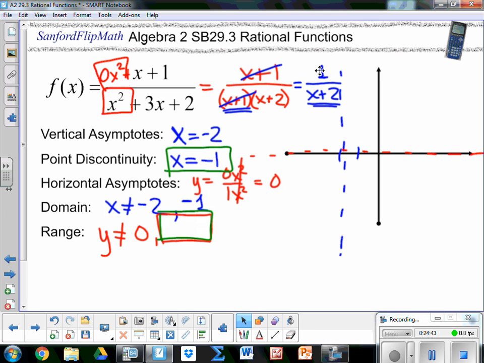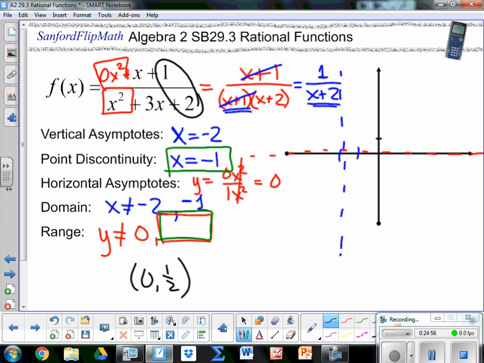Okay. If I use the y-intercept, which is kind of a sneaky way to get a point to get started, the y-intercept is going to be (0, 1/2). You don't have to use that point. Good one, Sanford. But I like to use that point because it's easy to get. So that's going to be there.